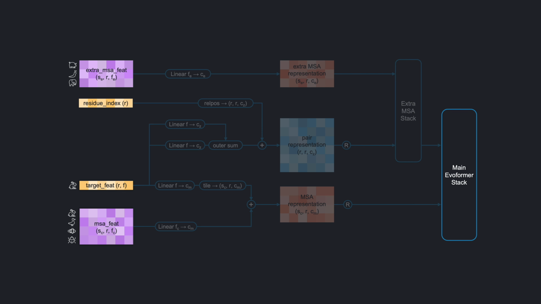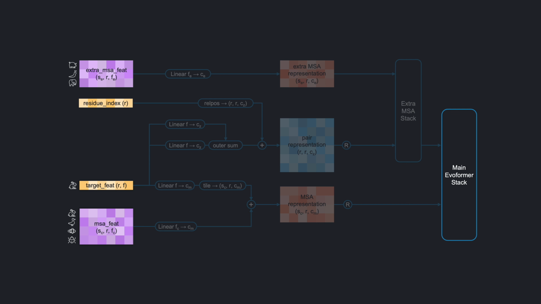We'll cover the input embeddings in the next video. This is because the extra MSA stack, which is part of the input embedder, is actually just a smaller version of the Evoformer, so it's easier to learn it this way around. If you feel like you can't wait that long, here's a super quick rundown.